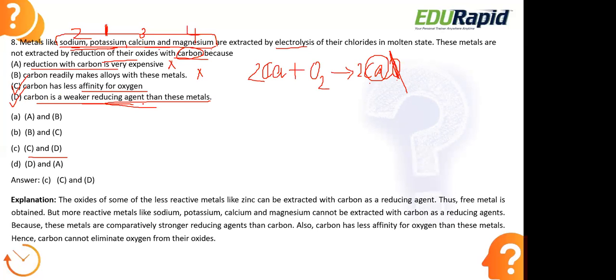Carbon is a reducing agent, but still it is a weaker reducing agent when we compare it with all of these strong reducing metals. All these are strongly, highly reactive metals. Okay, moving to the next question now.